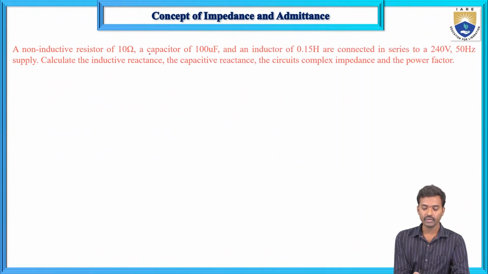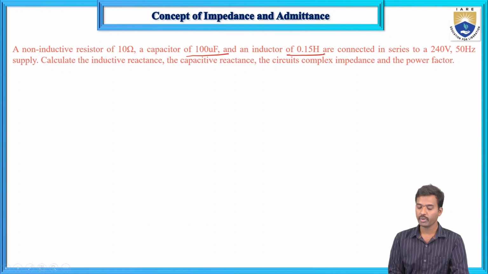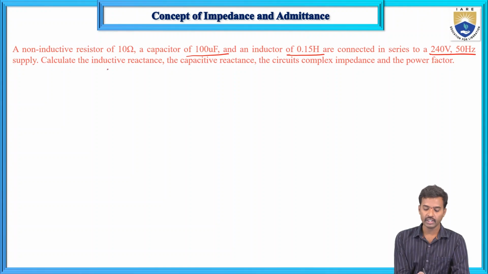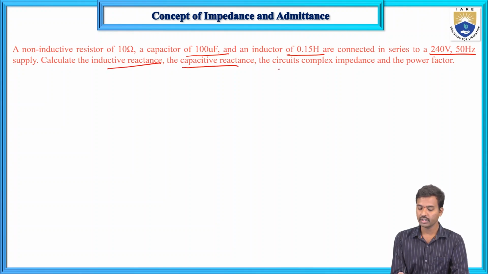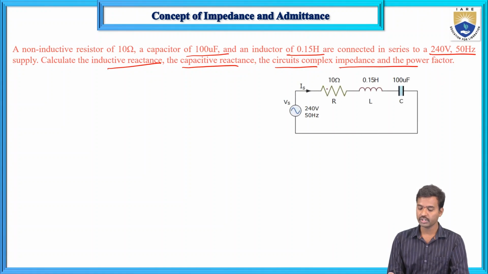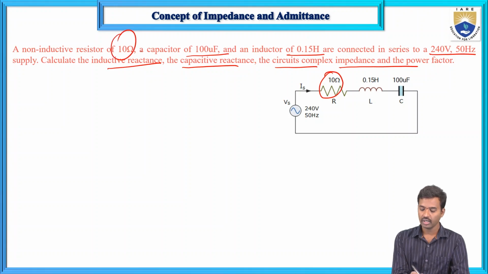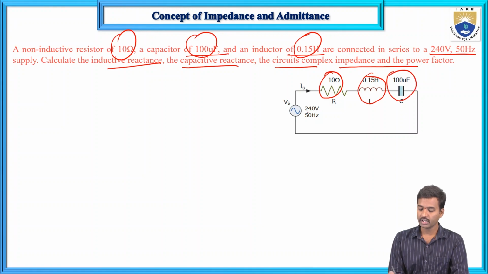A non-inductive resistance of 10 ohms, a capacitor of 100 microfarads and an inductance of 0.15 henries are connected in series to a 240 volts, 50 hertz supply. Calculate the inductive reactance, capacitive reactance, circuit complex impedance and power factor. So now, if this is the resistance R, and this is the inductance, and this one is the capacitance, and 240 volts supply.